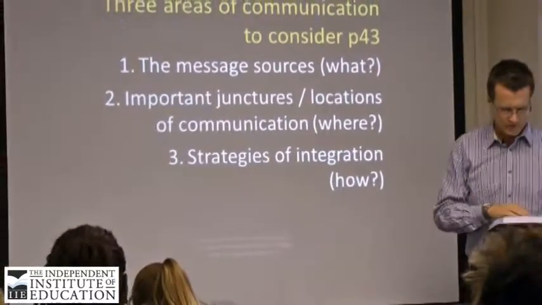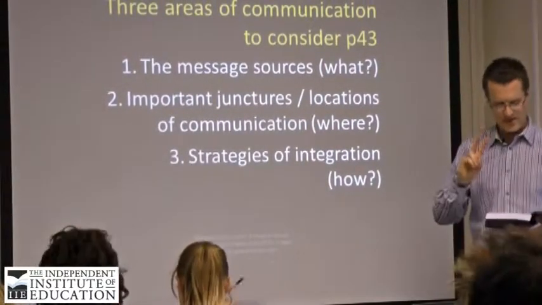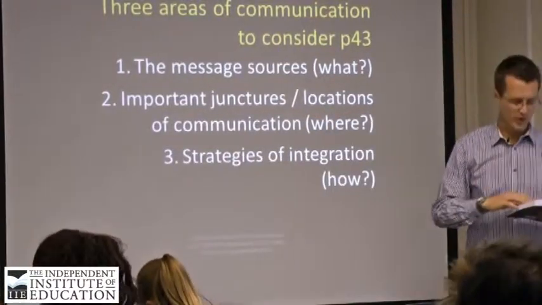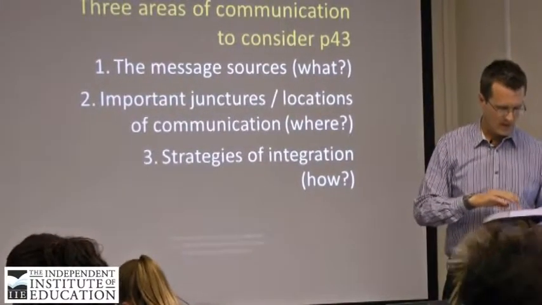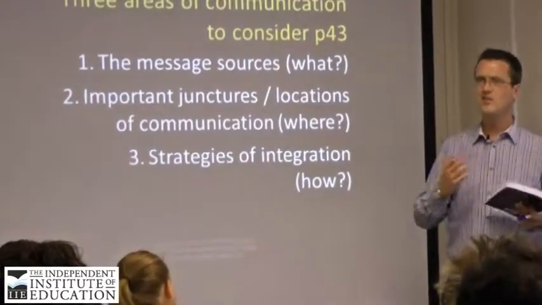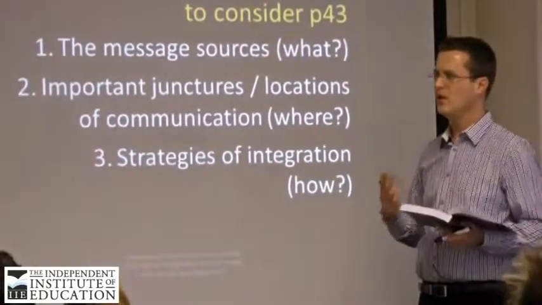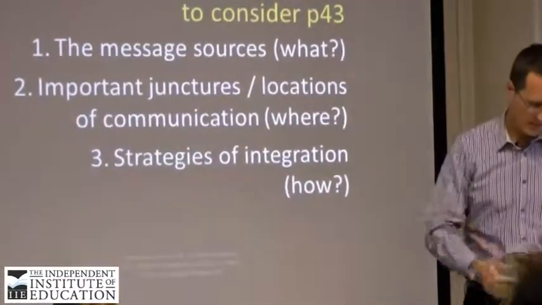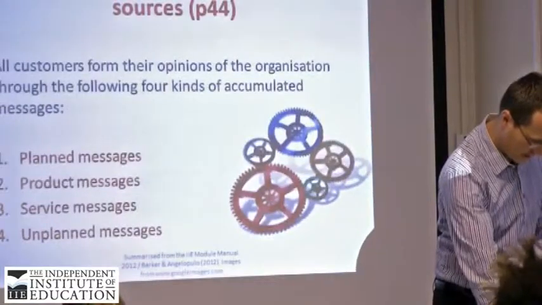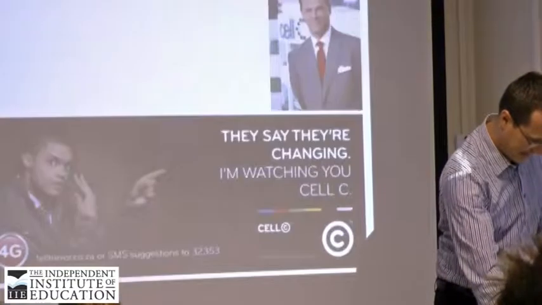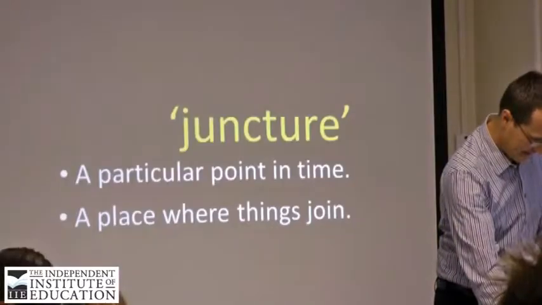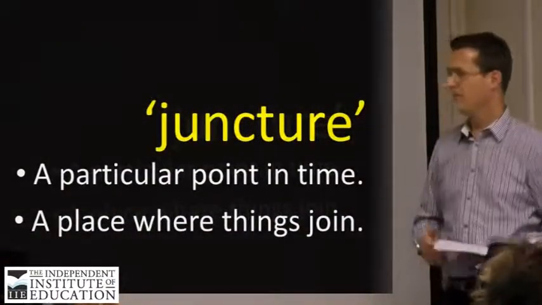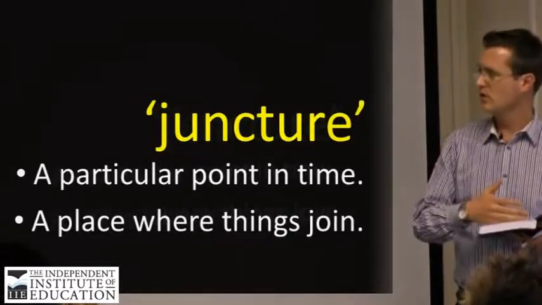So if you look on page 44, the top there, this is the second thing that we look at when we talk about integrating communication messages. And a juncture is either a time or a place. Okay, it's a location where we can integrate the message. So let's just look at that. Okay, a juncture is a particular point in time or a place where things join together.